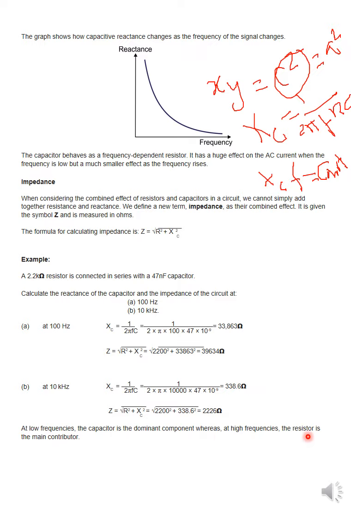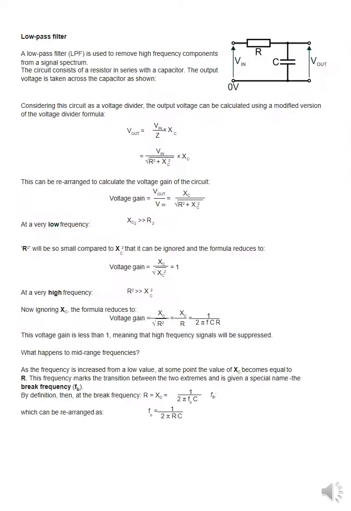This has been covered by us in resonance again. So you can say that at low frequency the capacitor is the dominant component, whereas at high frequency the resistor is the main contributor. You can see it from here. At 10 kilohertz, the capacitor has 338.6 ohm reactance. Your capacitance will be low, it is 33.863.